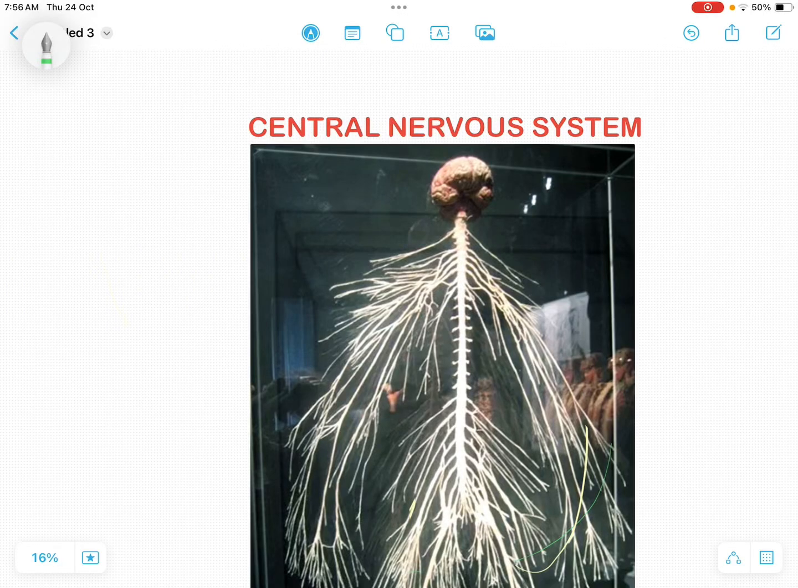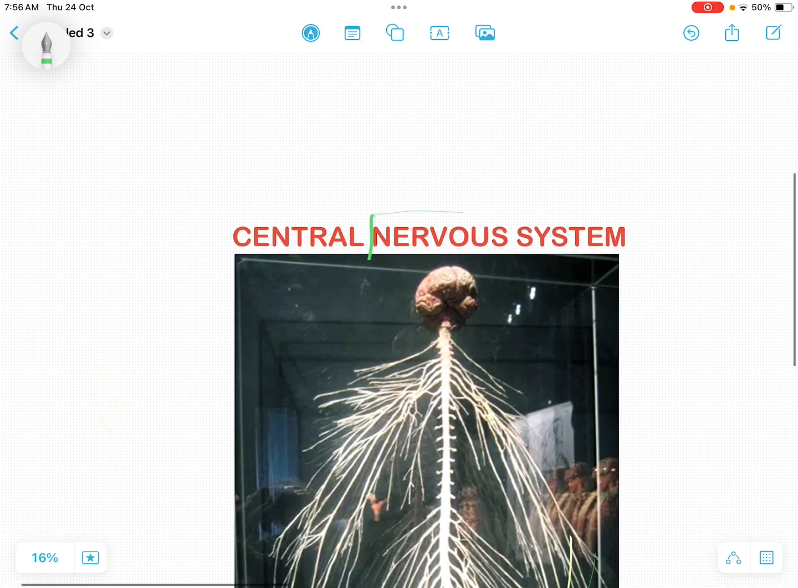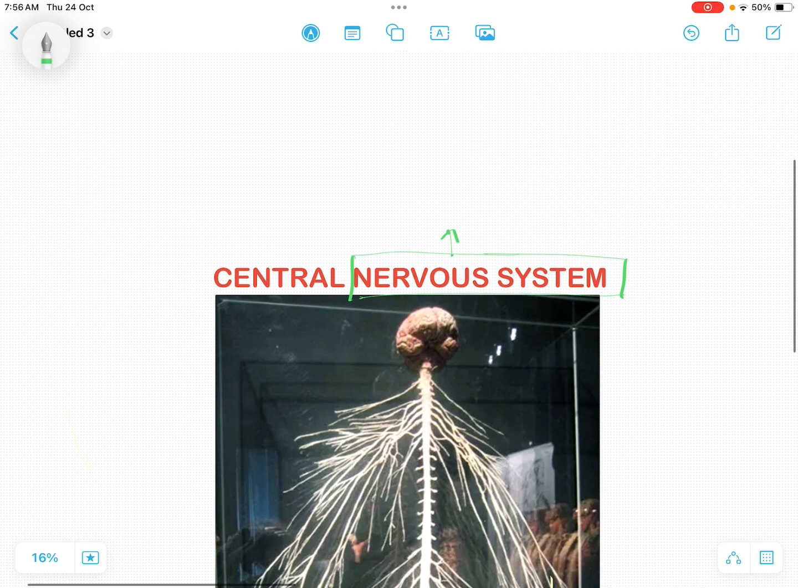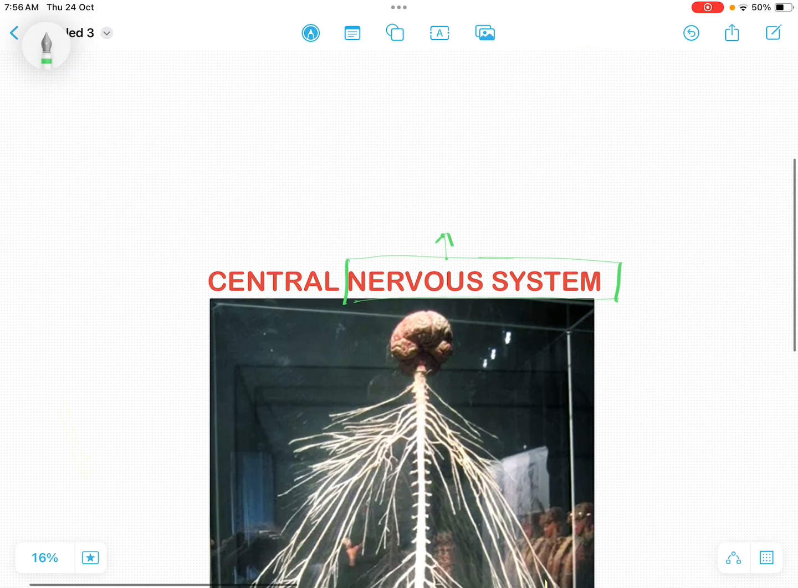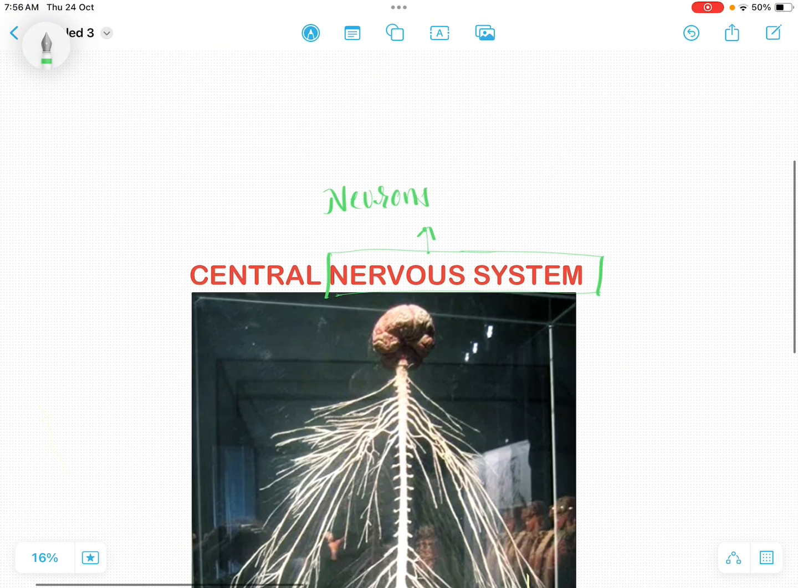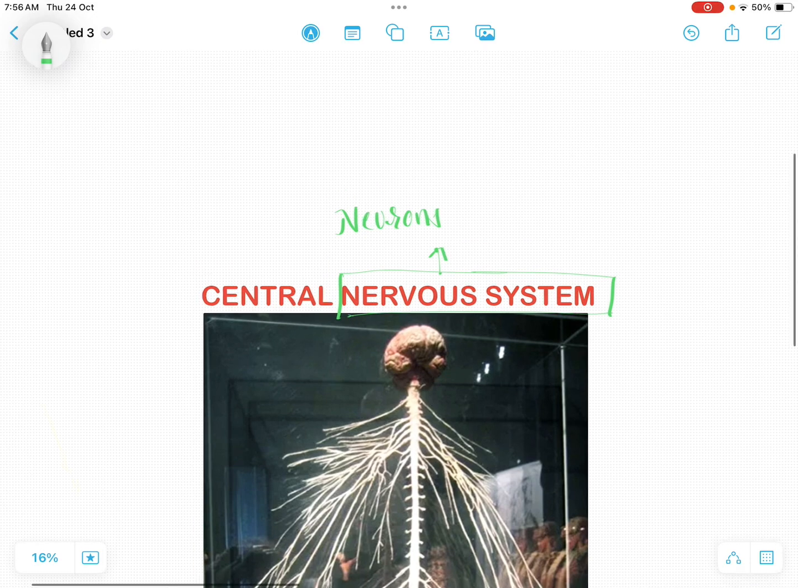In this session, today we'll be learning about the central nervous system. The nervous system. What is the functional unit of the nervous system? It's actually neurons, right? So there are connections of many different neurons, billions of neurons, to form the nervous system.